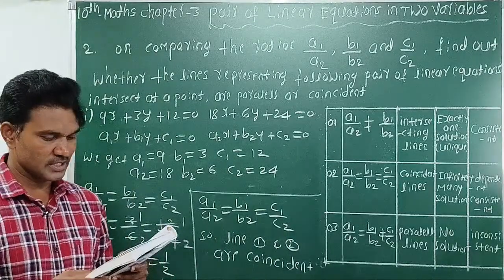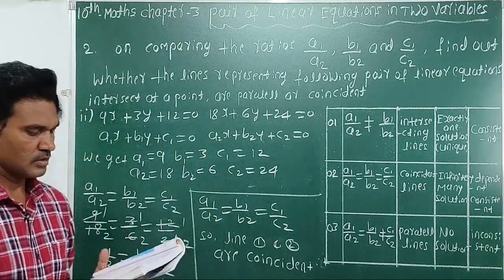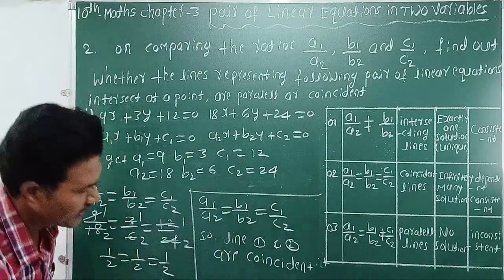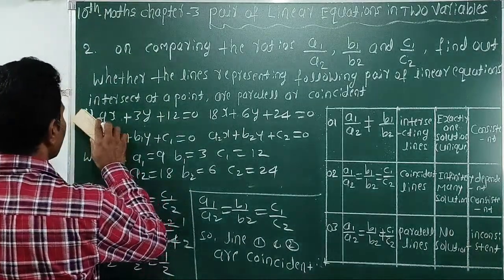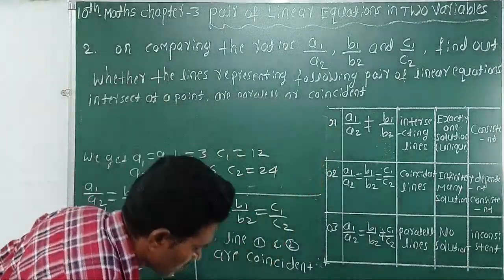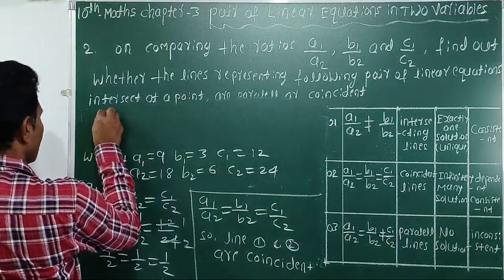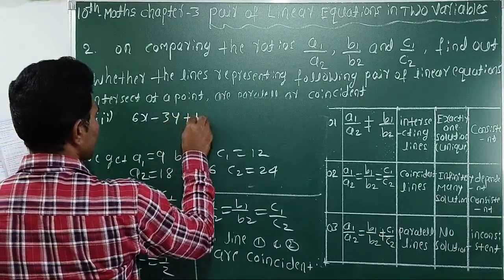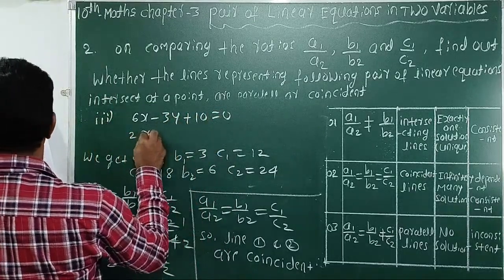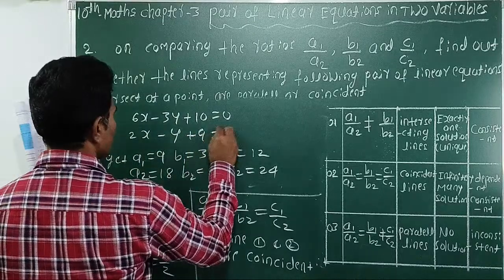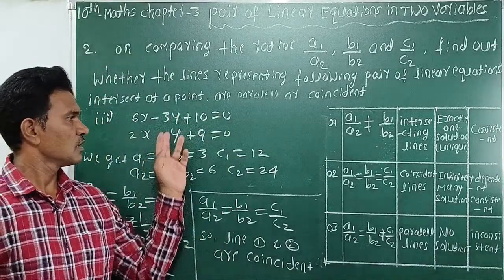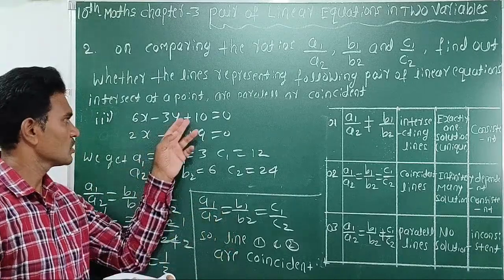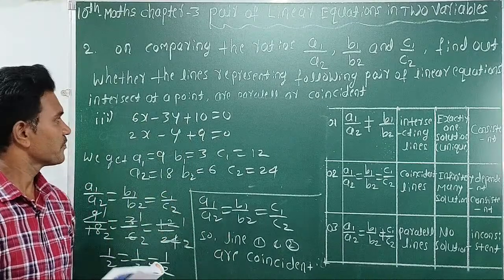One more problem is there. Do that problem as homework. I will write it in this. Third problem: 6x minus 3y plus 10 is equal to 0, and 2x minus y plus 9 is equal to 0. I have done two problems. In the same manner, you have to do this problem as homework.